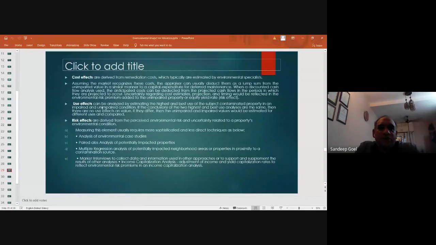Cost effects, use effects or risk effects are derived from remediation cost, which typically is estimated by environmental specialists. Clear? Use effect can be realized by estimating the highest and best use of the subject contaminated property in an impaired condition, meaning what use we can put it to, whether it is contaminated or non-contaminated. Risk effects are derived from perceived environmental risk and uncertainty related to the property's environmental condition.